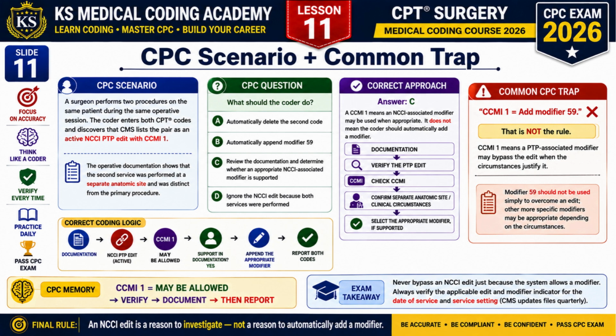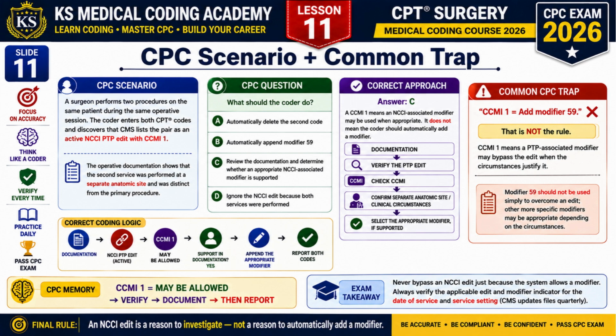The correct approach is to review the documentation, verify the PTP edit and CCMI, and determine whether an appropriate NCCI associated modifier is supported. The important point is that CCMI 1 does not automatically mean add modifier 59. It means an NCCI associated modifier may be appropriate when the clinical circumstances and documentation support separate reporting.